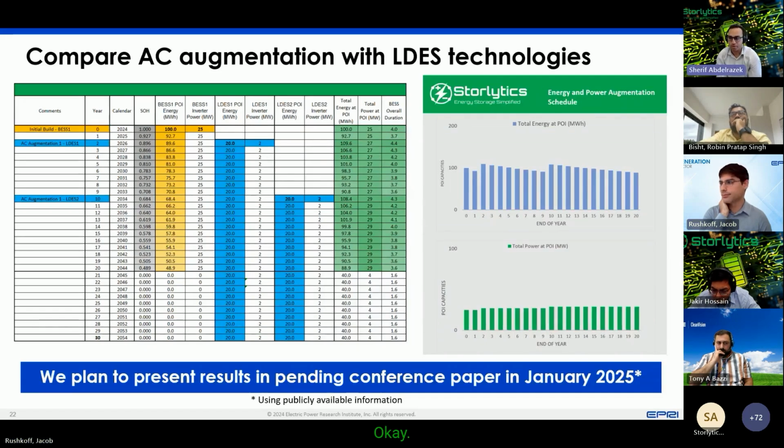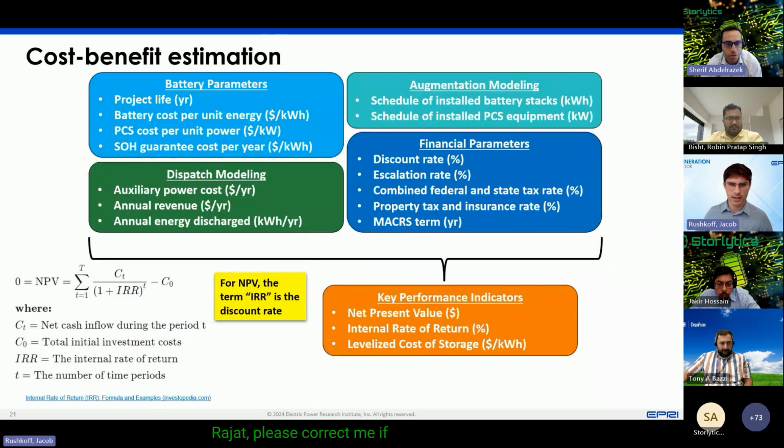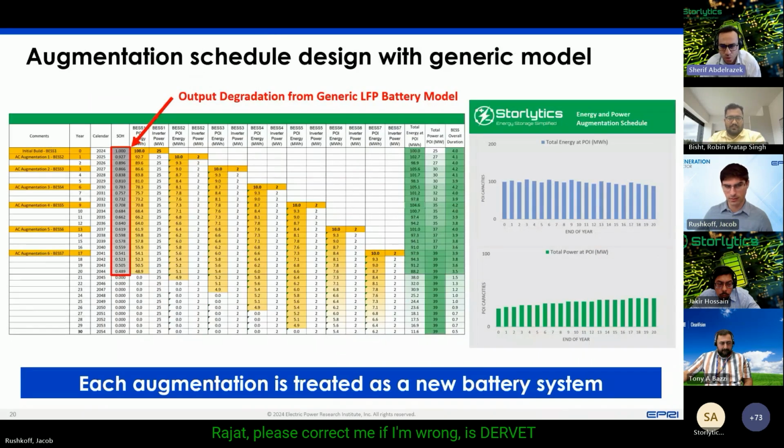Got it. Okay, perfect. Then another question we got from Rajat. Does the output from Model 1 represent the battery profile based on the use cases we select? Also, how are we selecting the size of the battery? And I think what Rajat may mean by Model 1, and Rajat, please correct me if I'm wrong, is Dervet.